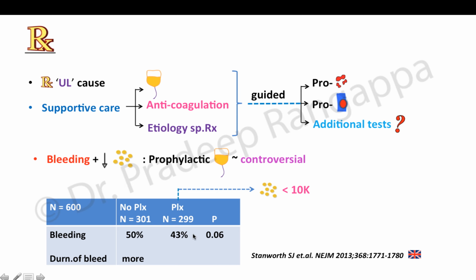Looking at this particular study, which came out in NEJM in 2013 from the UK group, they looked at prophylactic platelets versus no prophylaxis in 600 patients with thrombocytopenia, where 301 patients did not get prophylaxis and 299 got prophylaxis. As you see, the bleeding was not significantly different, because statistically it was not significant. Prophylaxis was given in this study when the platelet count was less than 10,000, but even then they did not find a significant difference in bleeding between prophylaxis and no prophylaxis, and the duration of bleeding was longer in patients who did not get prophylaxis.